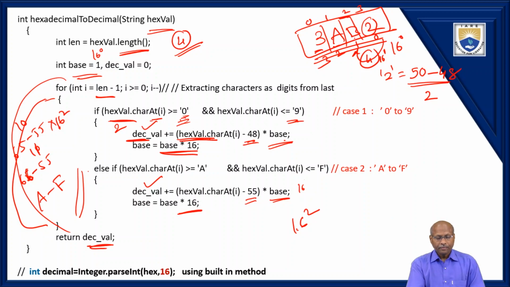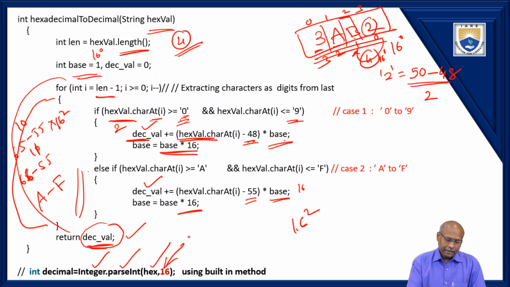Is it clear? Now, this value is my real answer. Whatever value I am getting, I will print on the screen. This is the real logic written. If you do not want to write this in Java, there is a direct built-in method also. You can call the Integer built-in class, parseInt is a method, and whatever hexadecimal string you are passing, you can pass the base 16 so that it will give the corresponding decimal value for the given hexadecimal.